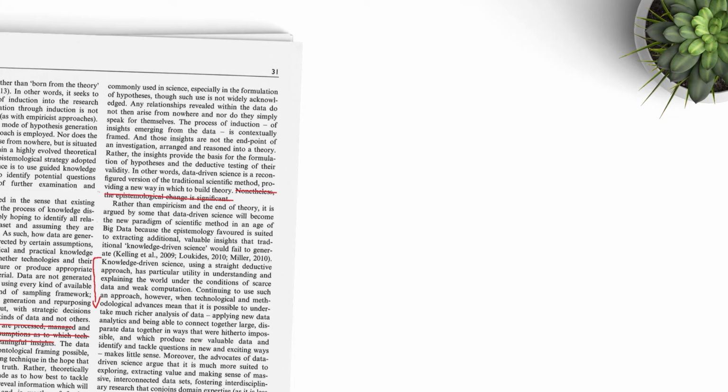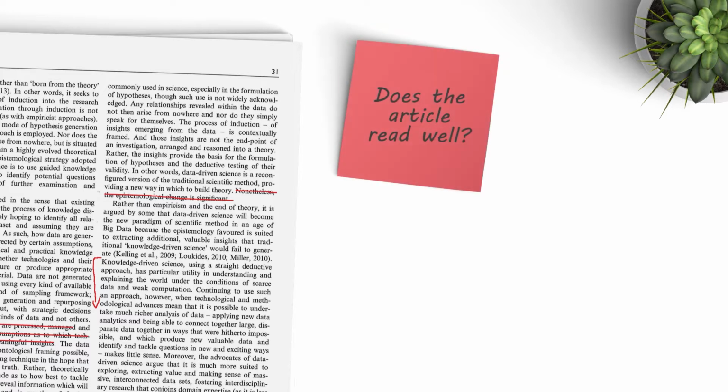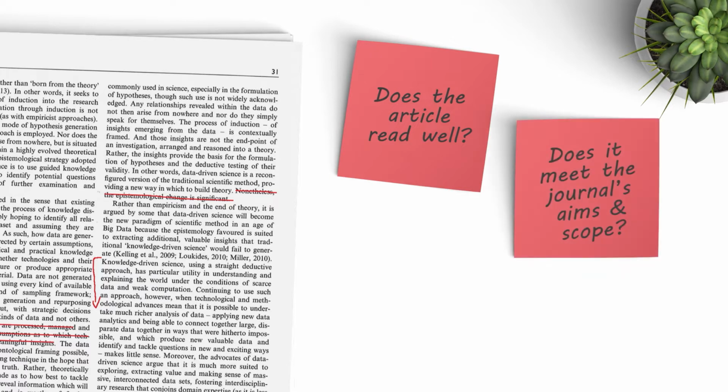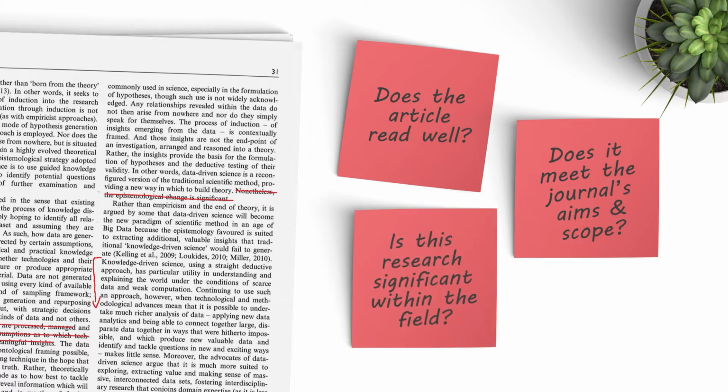Start by reading the whole paper to get an overall first impression. In general, does it read well? It is not the reviewer's job to proofread or suggest extensive grammatical revisions to a paper. If the language is poor throughout, include this in your comments. Does it meet the journal's aims and scope? Depending on the journal, you may be asked questions such as, is this research significant within the field? Is the work new or original? Does it add to the subject area?